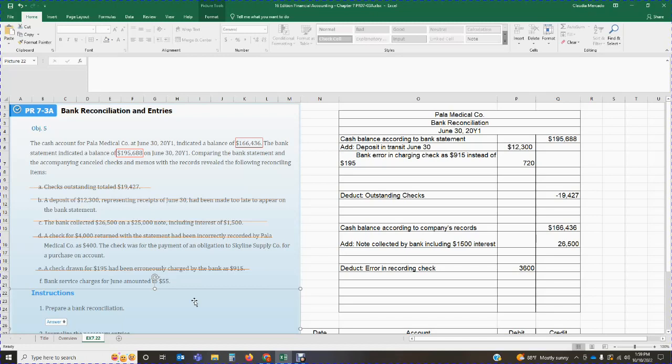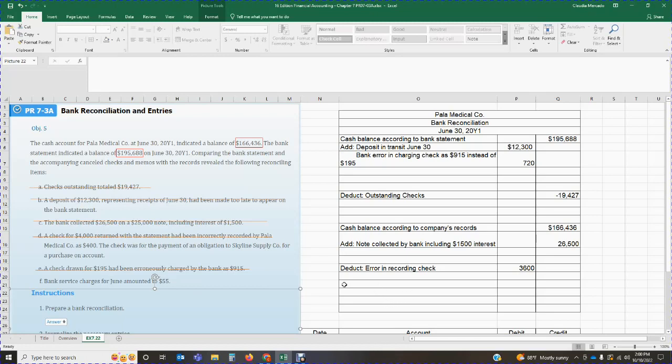So the bank has already taken out $55 from your bank account, but you didn't know about it because you don't monitor your account every day. But now that you're looking at the bank statement, you see there a bank service charge of $55. We haven't recorded it at the company's record, so we need to record it.